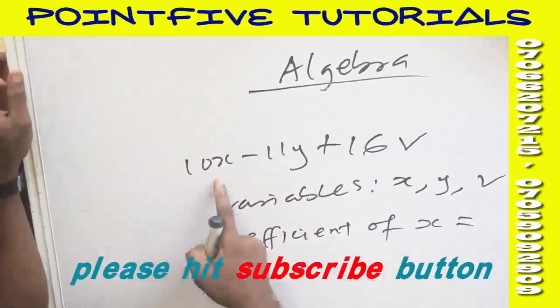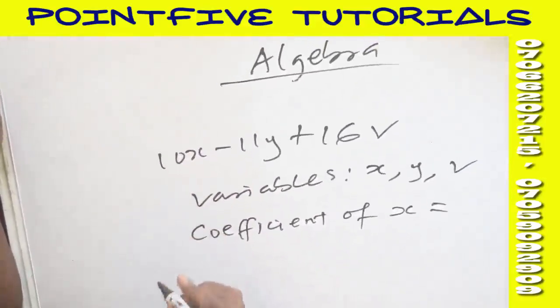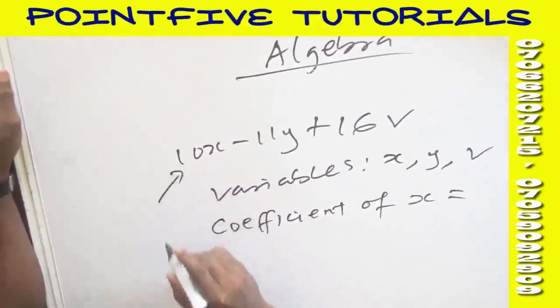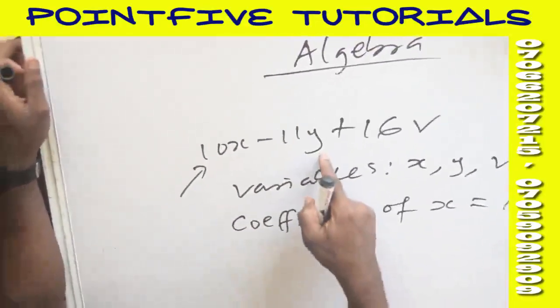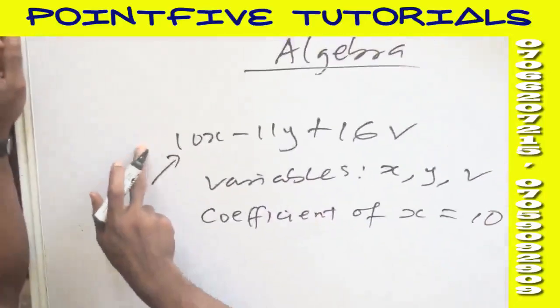You look at this, this is 10x. X is a variable. 10 is the number that is directly attached to x. So 10 is the coefficient of x. The coefficient of y here means the number and the sign. If you check here, we don't see any sign here.